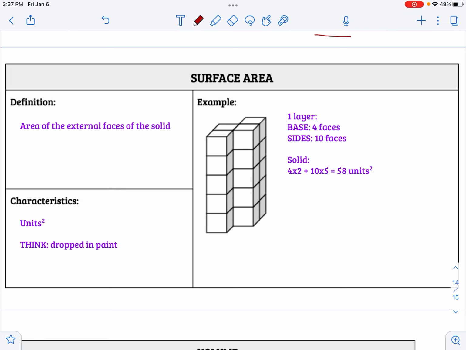So in your notes, surface area again is the external faces of a solid. You want to think about units squared, and you want to think about dropping it in paint. So in this case, for our one layer, we've got a base of 4 and we've got sides of 10. Again, you're thinking about perimeter. When I multiply the bases by 2 and the sides by 5, because there are 5 layers, I get 58 units squared.